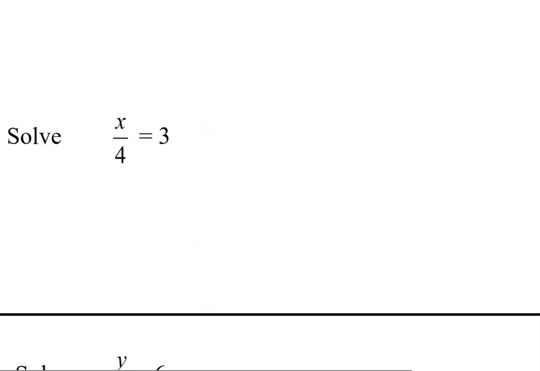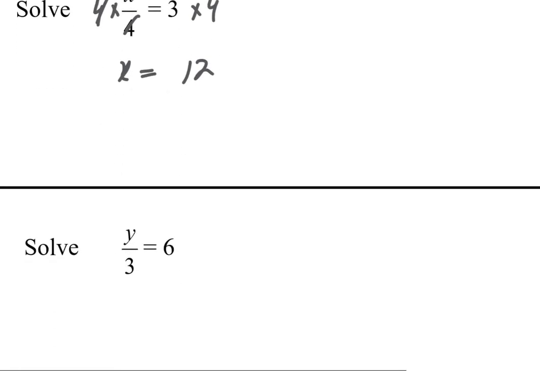Okay, in this part, can you see the connection? Yeah, so here is divide. So what's the opposite of divide? It's times. So I'm gonna times by 4 over here, and times by 4 over here. So this is going to cancel out, and x is going to be 12. Easy peasy. Let's try some more.